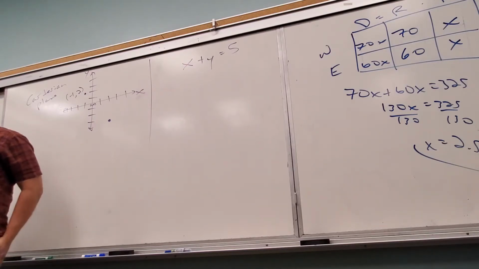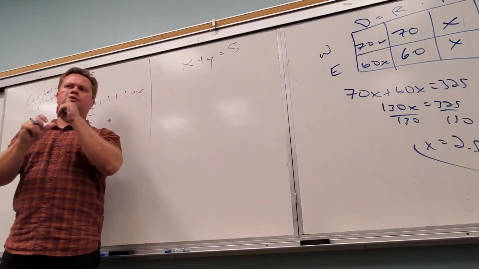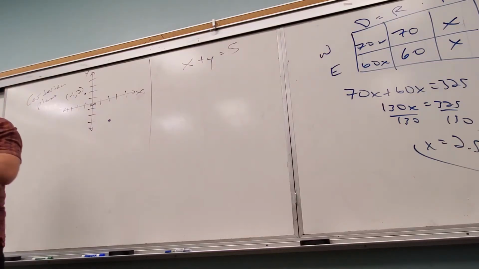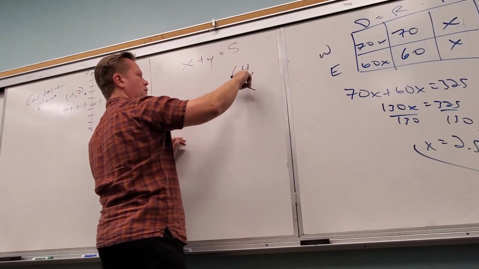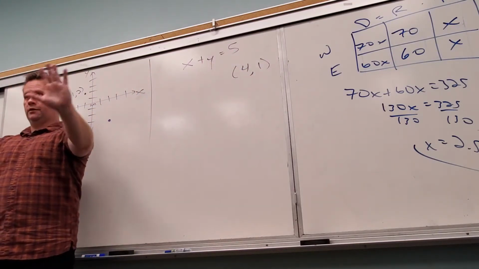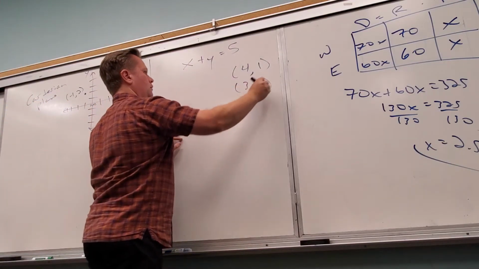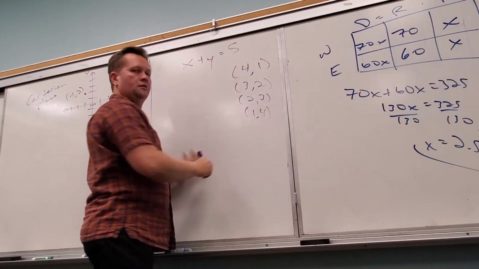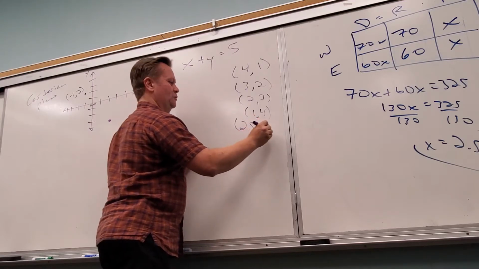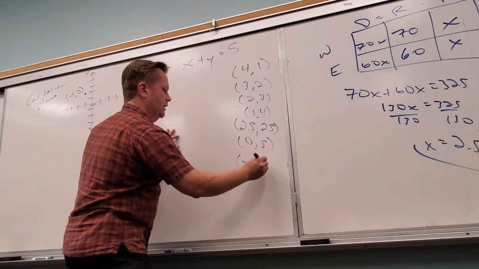Here's another reason why we graph things. Can somebody tell me one answer? What does it take to give me an answer? 4 and 1. So an answer has two parts, an input and an output, but we'll get into why. It's got an X piece and a Y piece. Give me another answer. 3 and 2. 2 and 3. 1 and 4. 2.5. What about 0 and 5? 0, 5. Negative 1, 6.